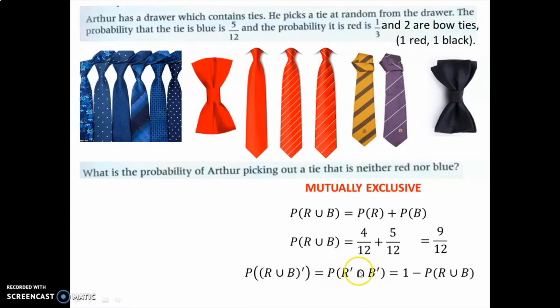And that can also be written like this. So not red and not blue. That means the same thing as this. Pause and think about that for a minute if you don't understand how these are connected. Just think about that for a moment.